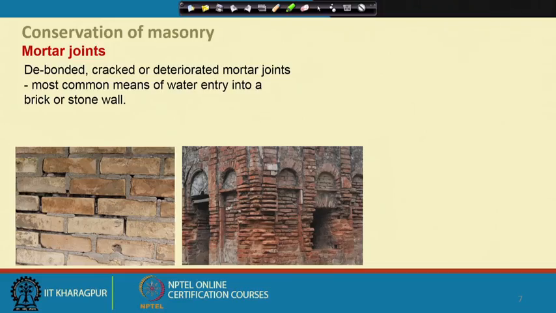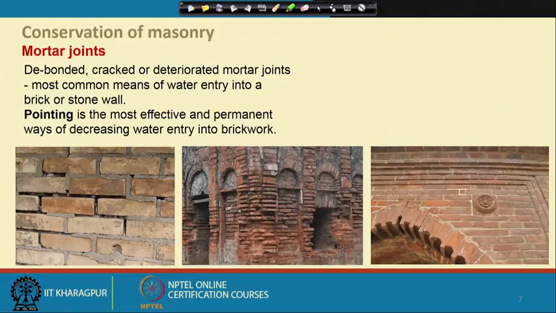The water which goes inside cannot come out through the pores, then it will try to come out through the bricks itself or the material itself, and that causes more problem and damage. So, these are two cases, where something has been done which is injurious and causing further problem, and where in this case nothing has been done. So, in such cases pointing needs to be done. Pointing is the most effective and permanent way of decreasing water entry into brickwork and the stonework also.